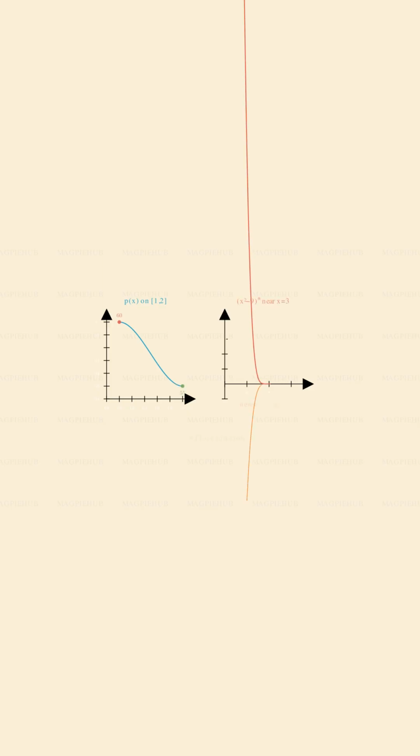JEE Advanced 2025, Mathematics, Question 15. This is a matching list problem involving 4 different functions. Let us first visualize the polynomial p of x equals 10x cubed minus 45x squared plus 60x plus 35 on the interval 1 to 2, and the floor function behavior. We also see the function x squared minus 9 raised to a power, which vanishes at x equals 3. We will keep these visuals as reference.